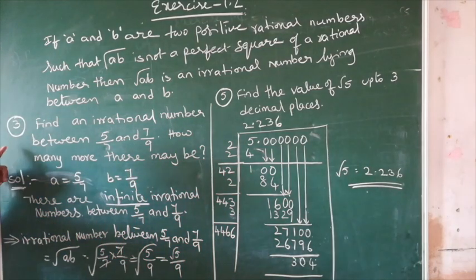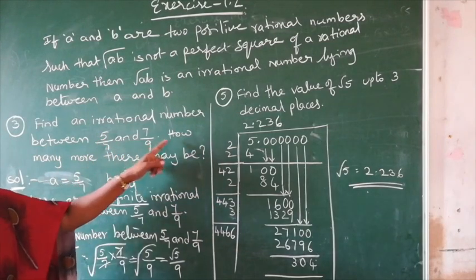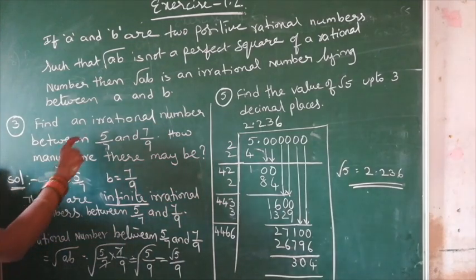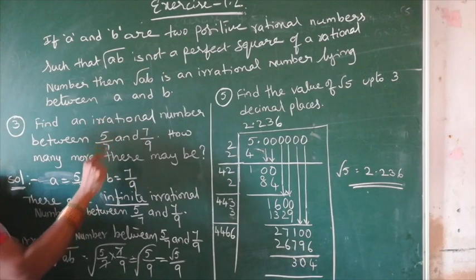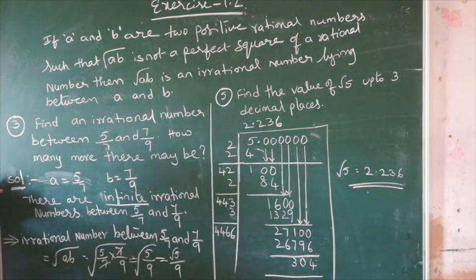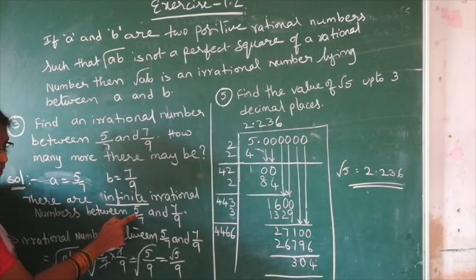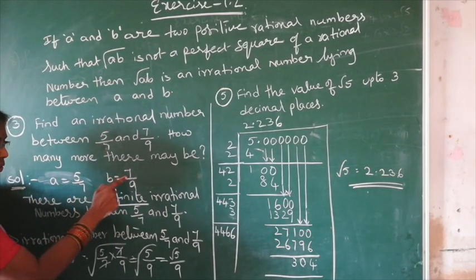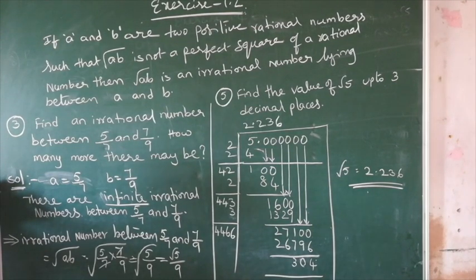As per that, third question: find an irrational number between 5 by 7 and 7 by 9. How many more can there be? Now, 5 by 7 is one rational number, the second rational number is 7 by 9. Between them there are infinitely many irrational numbers. So A is equal to 5 by 7, B is equal to 7 by 9.